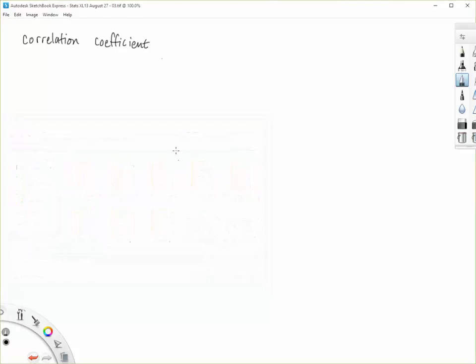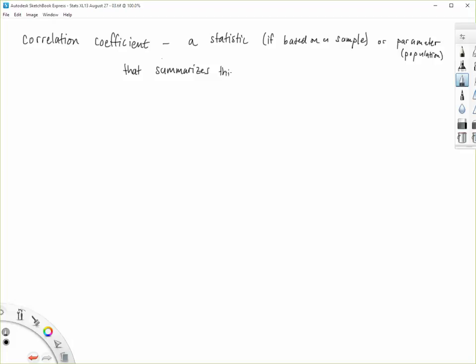Okay, or exceptions, really. So the correlation coefficient, it's just like the mean or the standard deviation or anything like that. It's a statistic if based on a sample, or a parameter if we're talking about the population, that summarizes the relationship between two numeric variables.